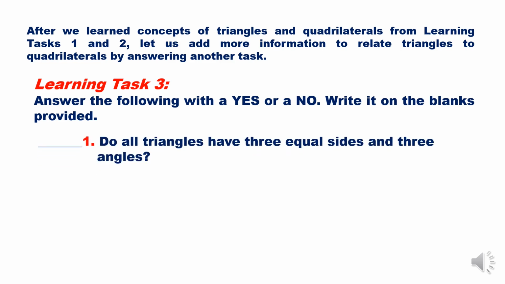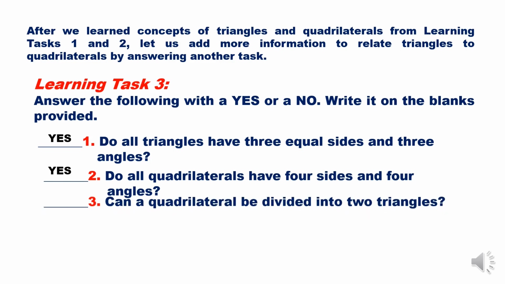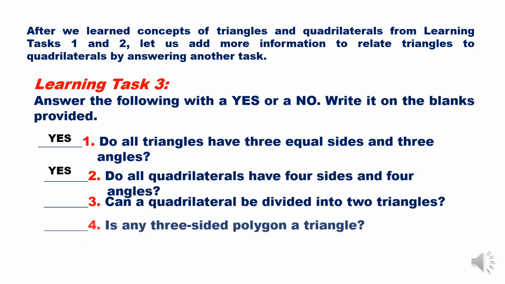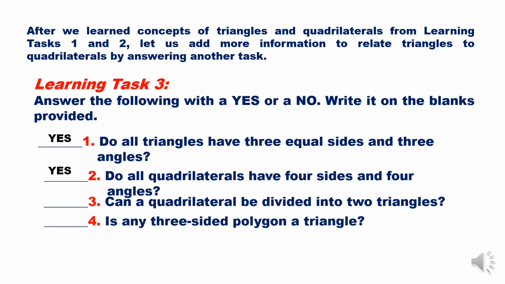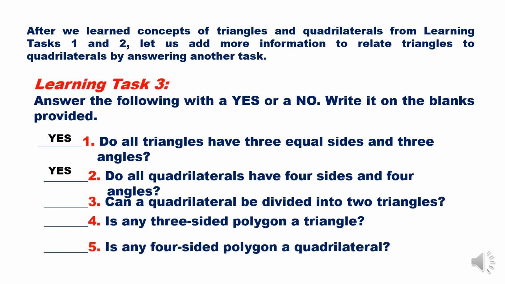1. Do all triangles have 3 equal sides and 3 angles? 2. Do all quadrilaterals have 4 sides and 4 angles? Number 3. Can a quadrilateral be divided into 2 triangles? 4. Is any 3-sided polygon a triangle? Number 5. Is any 4-sided polygon a quadrilateral?